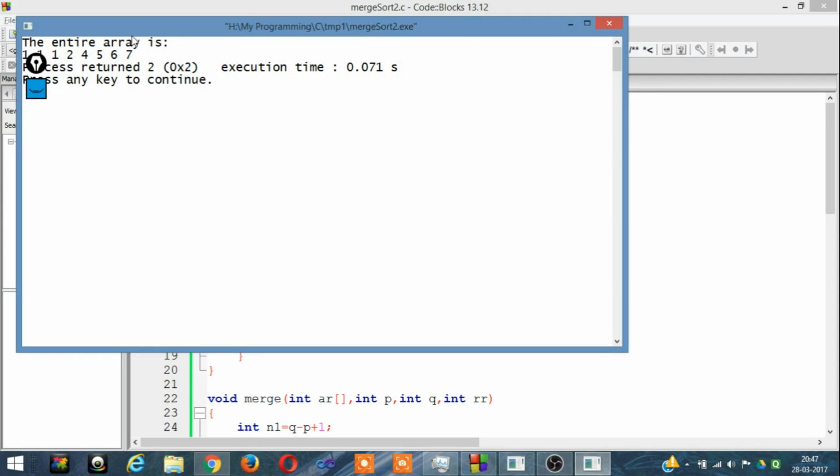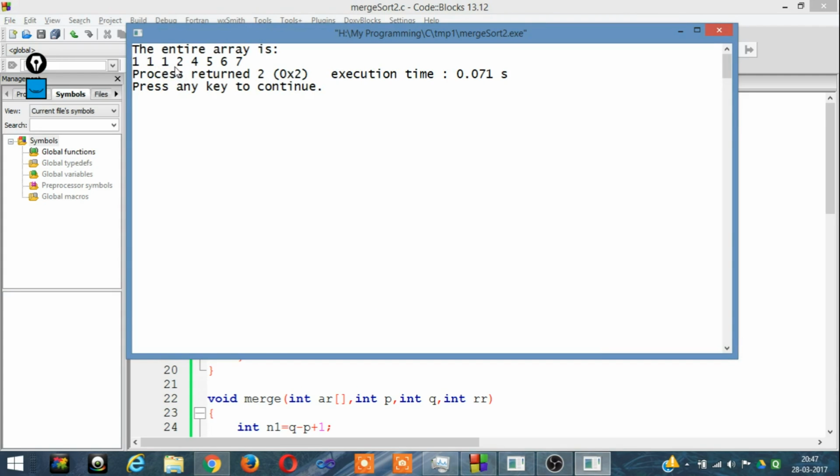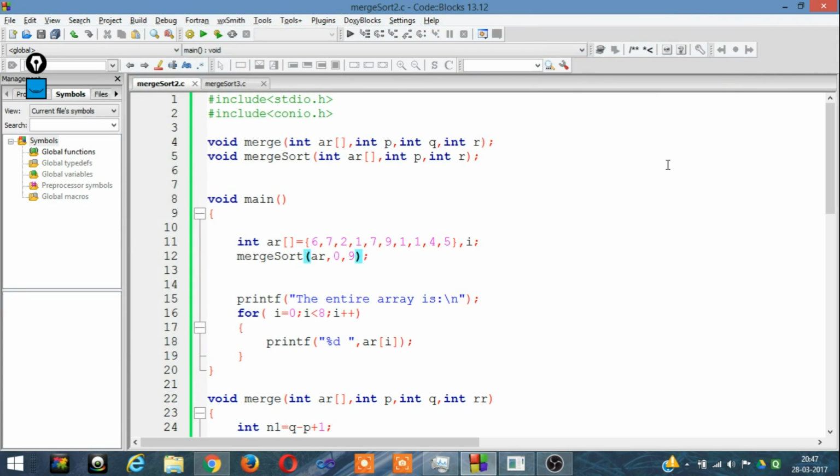and the output which we are getting is 1 1 1 2 4 5 6 7. So this algorithm really sorts the array. It is not fake, it works for every single input, and I've tested it. So if someone says it is not working, that means you're making some mistake.